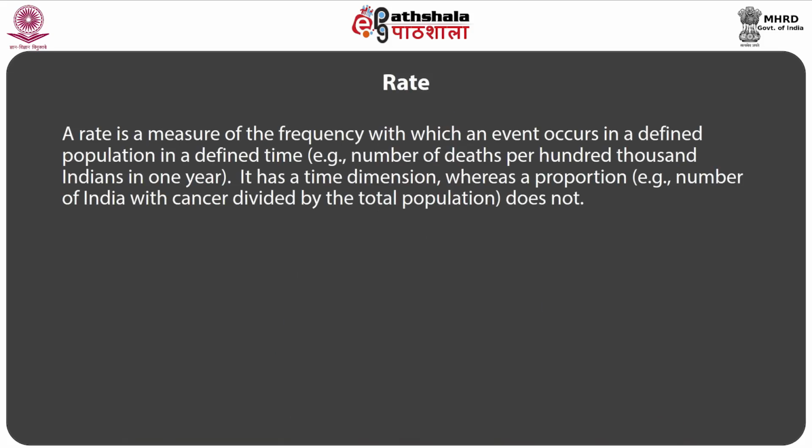Rate: the rate is a measure of the frequency with which an event occurs in a defined population in a defined time, namely the number of deaths per 100,000 Indians in 1 year. It has a time dimension, whereas a proportion, namely the number of Indians with cancer divided by the total population, does not.